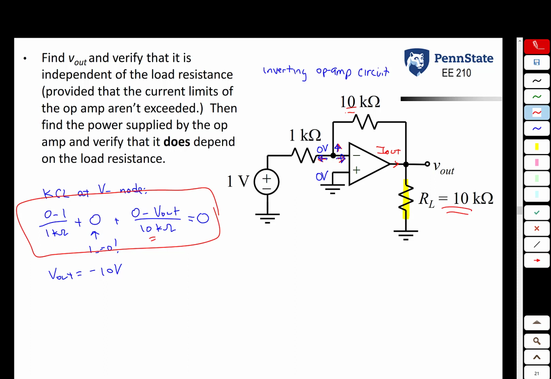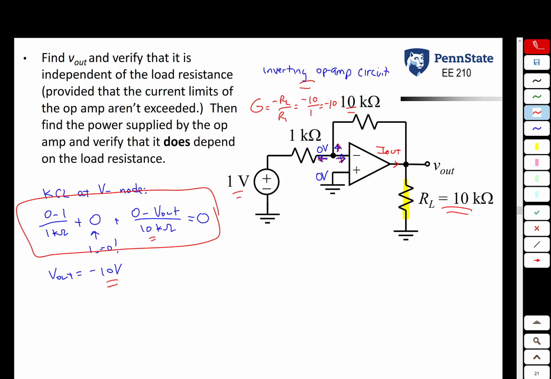One other thing I want to point out here is we did not even have to do this KCL equation. We know that it is an inverting op amp circuit. We know that the closed loop gain is minus R2 over R1. So just looking at the circuit, we see that the gain is minus 10 over 1 or minus 10. So if the input is 1 volt, the output would have to be negative 10 volts. Nevertheless, even though you could memorize these equations such as minus R2 over R1, it's probably good to get in the habit of writing the KCL equations because there might be some circuits that don't fall into some of these canonical forms.